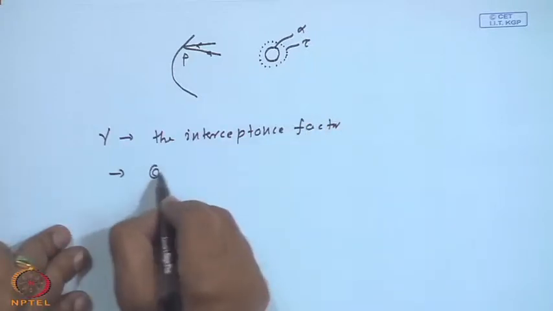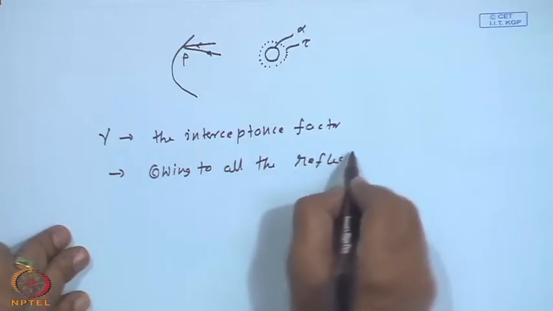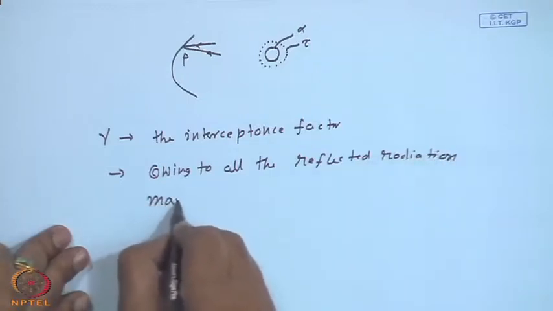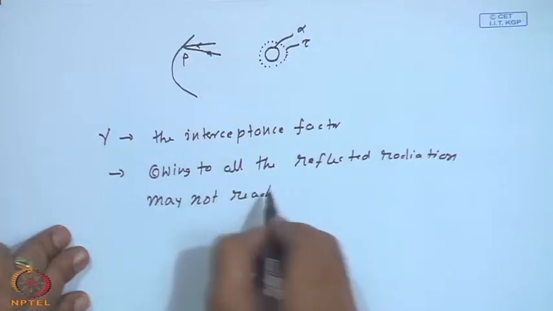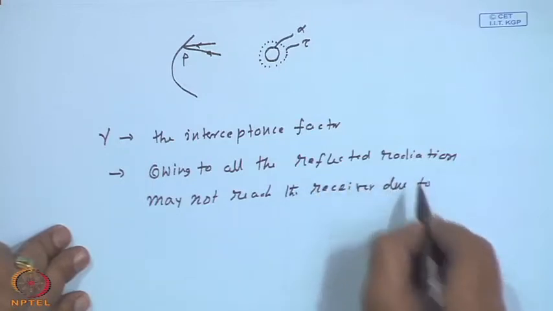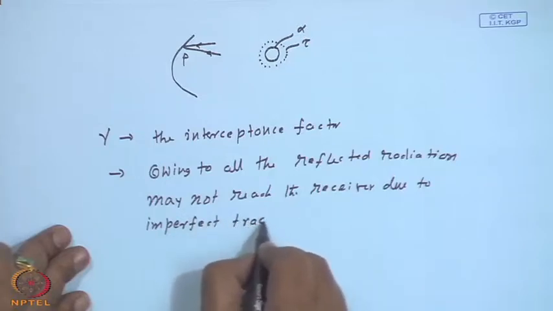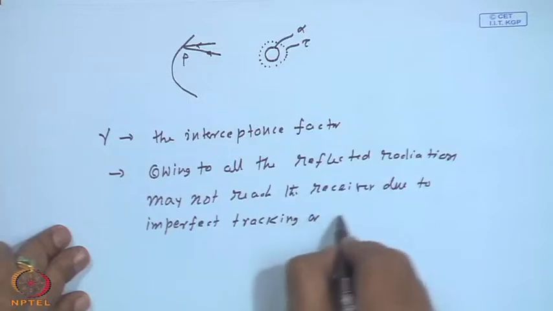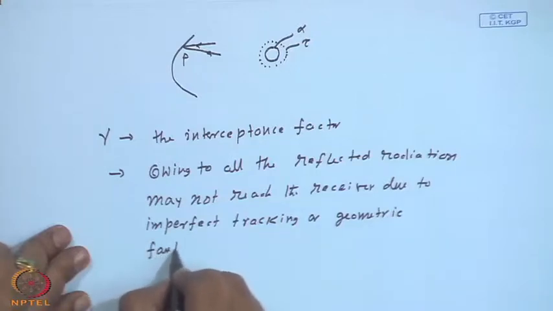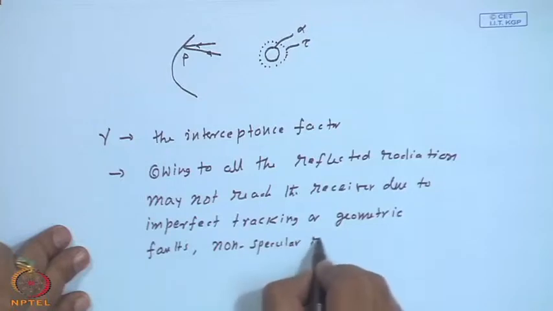This arises owing to the fact that all the reflected radiation may not reach the receiver due to imperfect tracking or geometric faults and non-specular reflection.